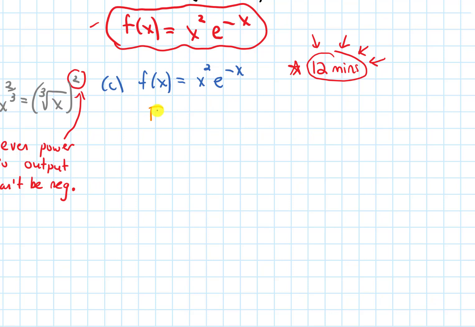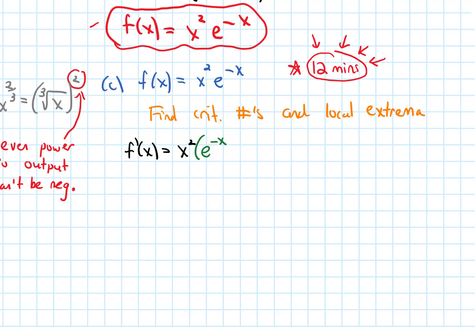So let's first find the critical numbers and local extrema. So that just means the local extreme points. To do that, I'll need to take the derivative. And for this derivative, I need product rule. So that'll give me the first function times the derivative of the second, which will require chain rule. So I'll get e to the stuff times the derivative of the stuff. The derivative of the exponent is -1. And then plus the second function, e to the negative x times the derivative of the first, which is 2x.